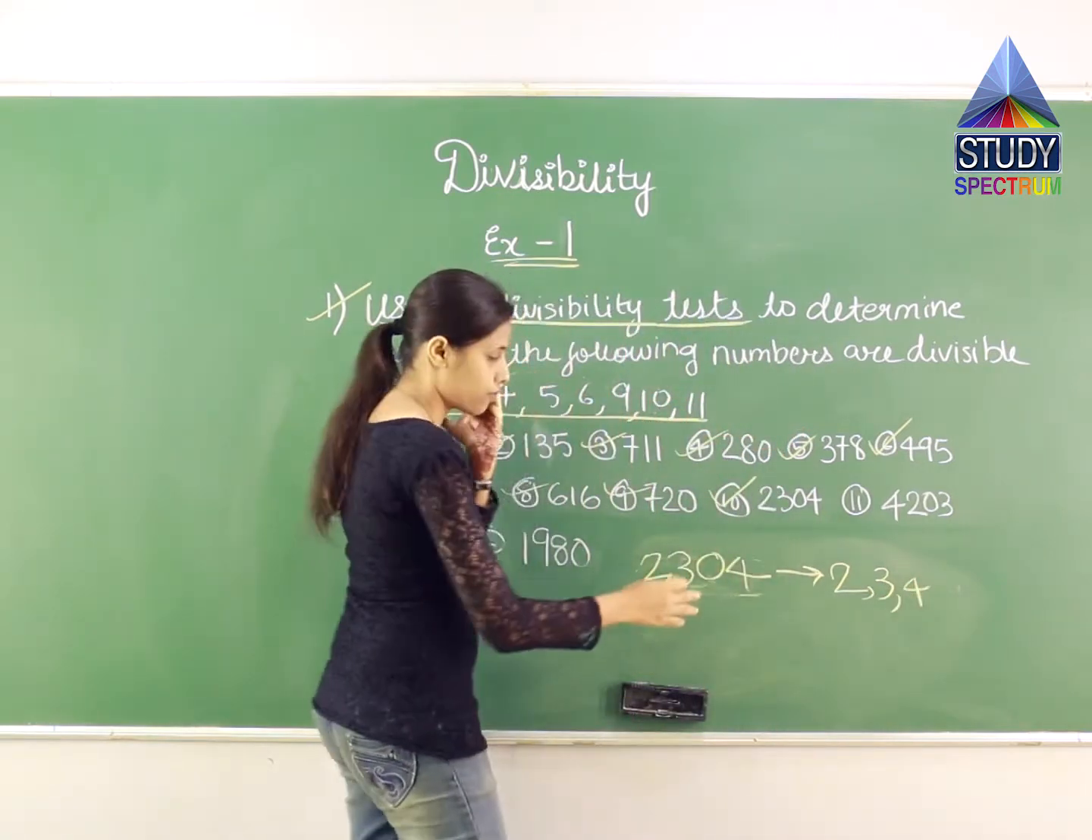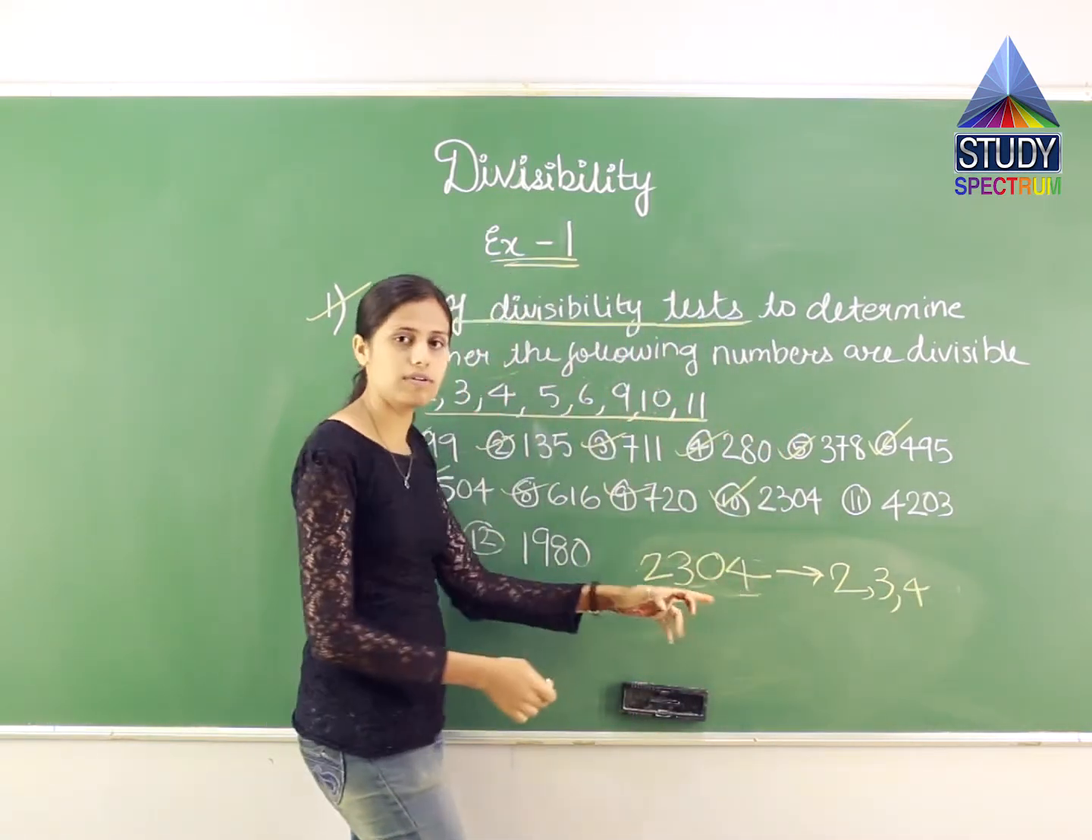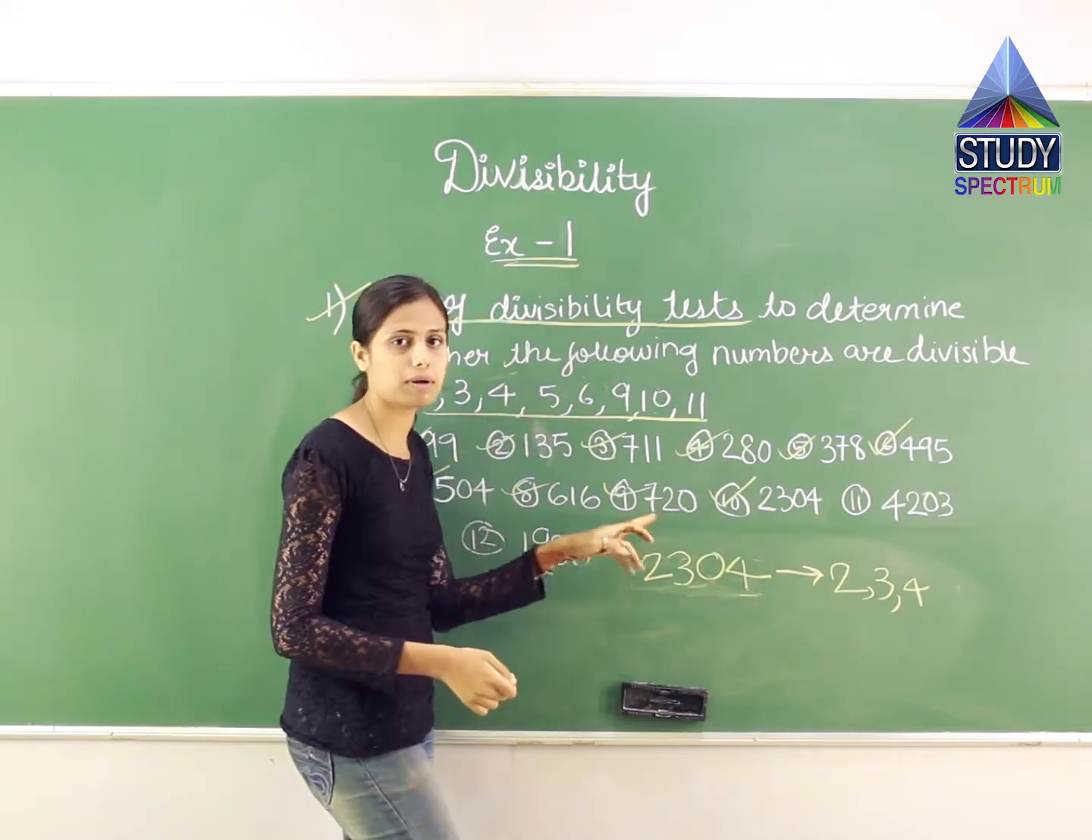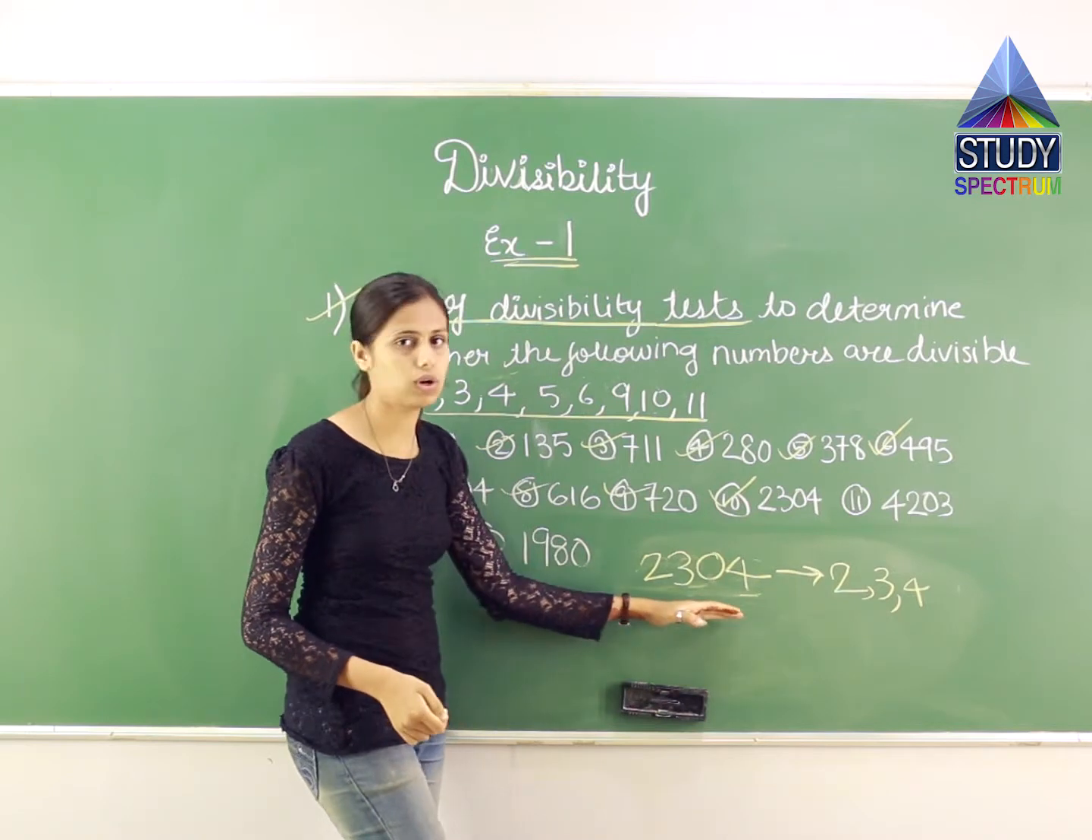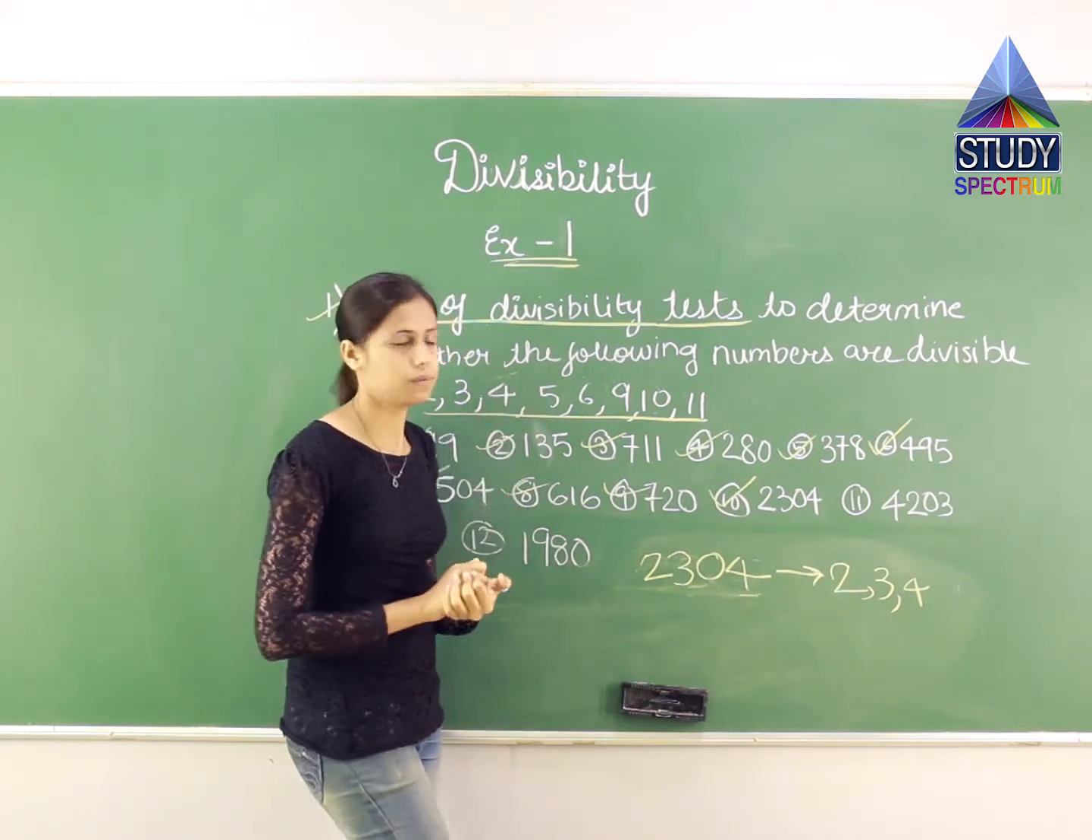Are you getting it? लास्ट के 2 डिजिट्स को देखना है, अगर वो 4 के साथ डिविजिबल है तो एंटायर नंबर विल बी डिविजिबल बाय 4. So it is 04. So the entire number 2304 is divisible by 4.